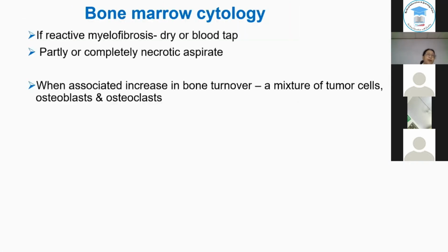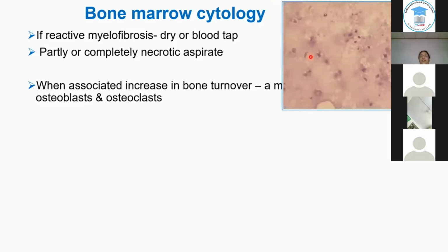So what happens to the bone marrow cytology? If there is reactive myelofibrosis, we may get a dry or blood tap. Sometimes we may get a partly or completely necrotic aspirate. When there is associated increase in the bone turnover, you may get a mixture of tumor cells, osteoblasts and osteoclasts. So here in this picture you can see there is a completely necrotic aspirate with very few degenerated cells.